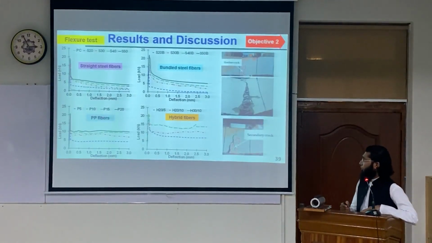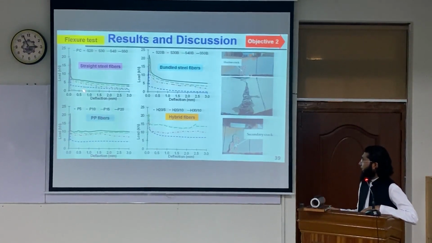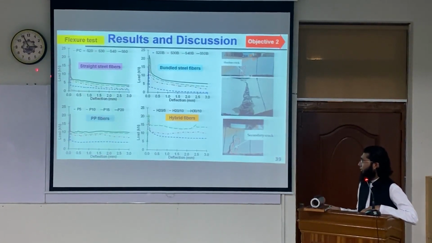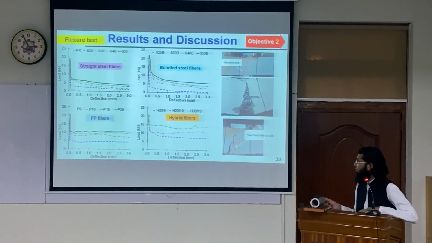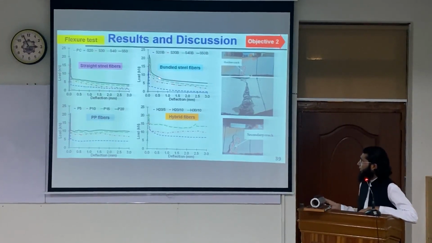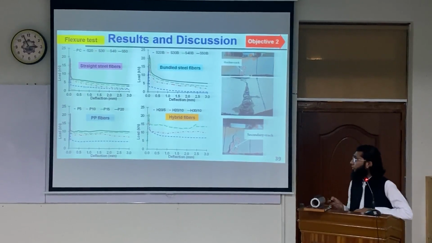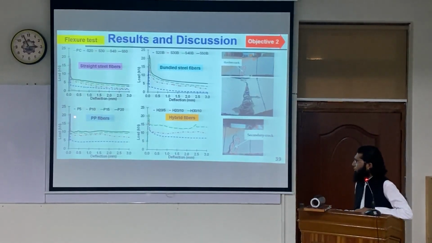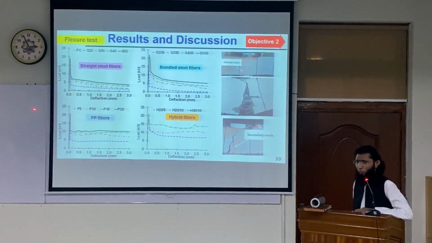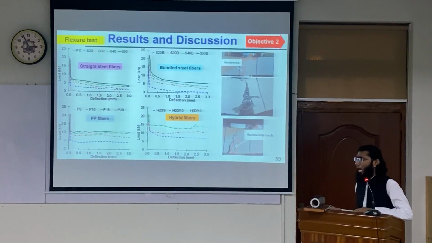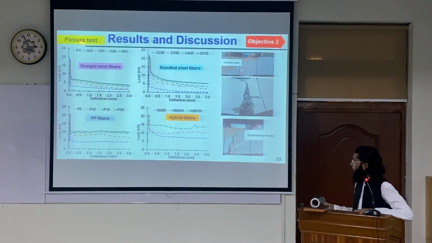Now these are the results from the flexure test. This is deflection on the horizontal axis, and the load is on the vertical axis, for different types of fibers. You can see the bundled steel fibers were more effective than the straight steel fibers. The PP fibers had slightly lower peak strength, but the residual strength was higher than the steel fibers. The hybrid fibers performed better than all, in the sense that they had a good peak comparable with the steel fibers and also high residual strength. So these were quite recommended for the production of full-scale pipes.